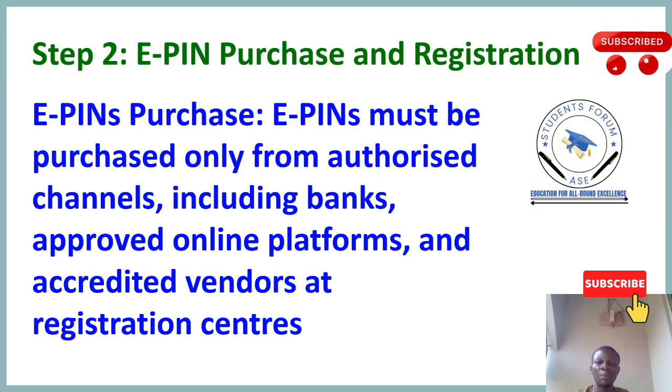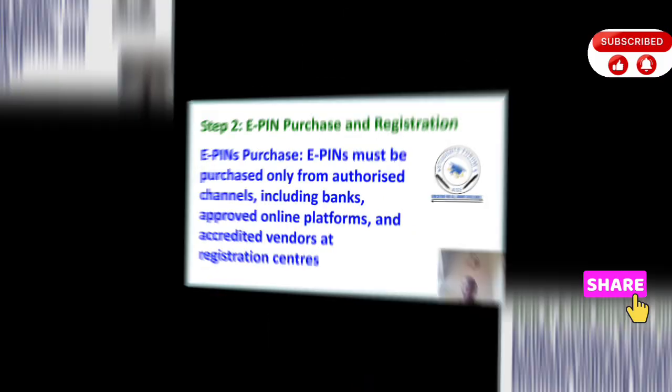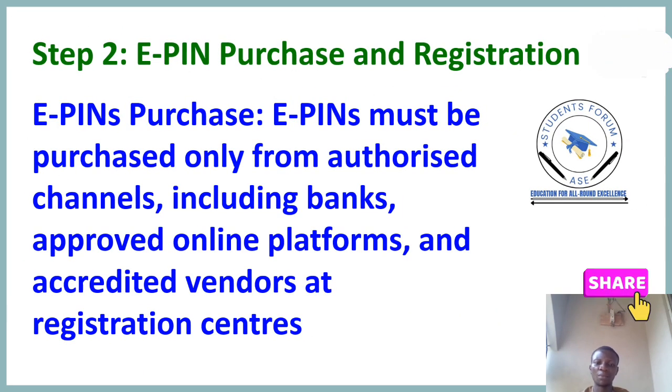Step 2. E-Pin purchase and registration. E-Pin must be purchased only from authorized channels, including banks and approved online platforms like JAMB accredited centers and registration centers. That's where you have to go to purchase your E-Pin for your JAMB exam. So don't just go to any roadside or any cyber cafe to say you want to register. No, go to the approved ones.